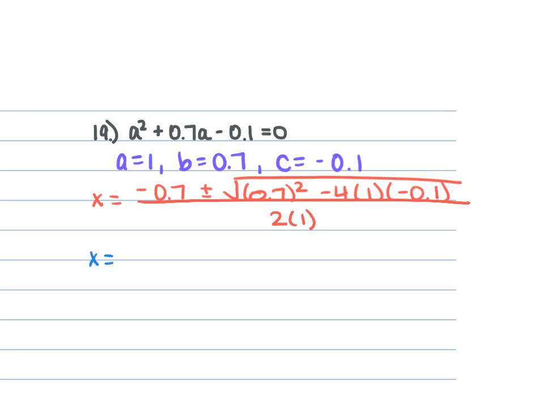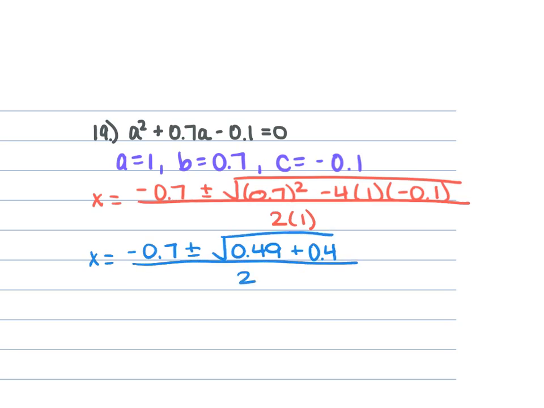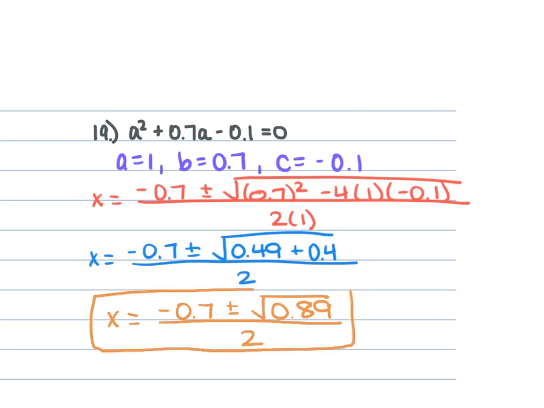From here, we're going to have x is equal to negative 0.7 plus or minus the square root of 0.49 minus the negative 4 times the negative 0.1, which is going to be a positive, and then this is going to be a 0.4, all over 2. From here, we add underneath that radical, and we're going to have x is equal to negative 0.7 plus or minus the square root of 0.89 all over 2. You cannot simplify this any further, so we will leave it just like this.